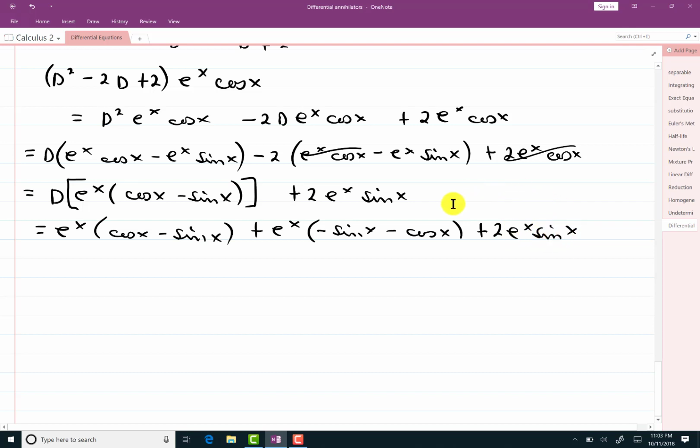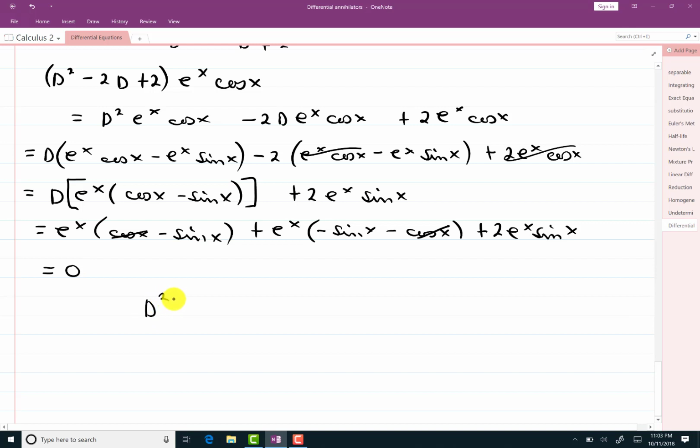Let me take a look at my cosines. I have a positive cosine and a negative cosine, so they are gone. I have a negative sign and another negative sign, so I have negative 2 sine e to the x plus 2 sine e to the x. So all of this is equal to 0. So I'll generalize this. You can probably do this yourself.